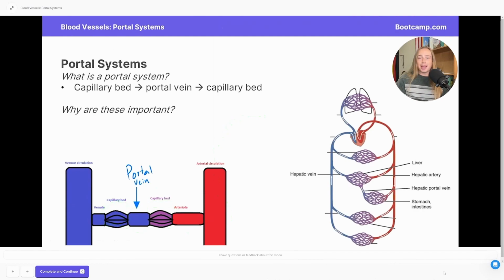In the image on the right, we can see a practical example of this with the blood from the capillaries in the stomach and intestines entering into a hepatic portal vein and then entering into the liver where they meet a second set of capillaries. These portal systems are really important to us, but at first glance, it looks really inefficient because we're sending oxygen-poor blood to a second set of capillaries. So what's the function of these portal systems?